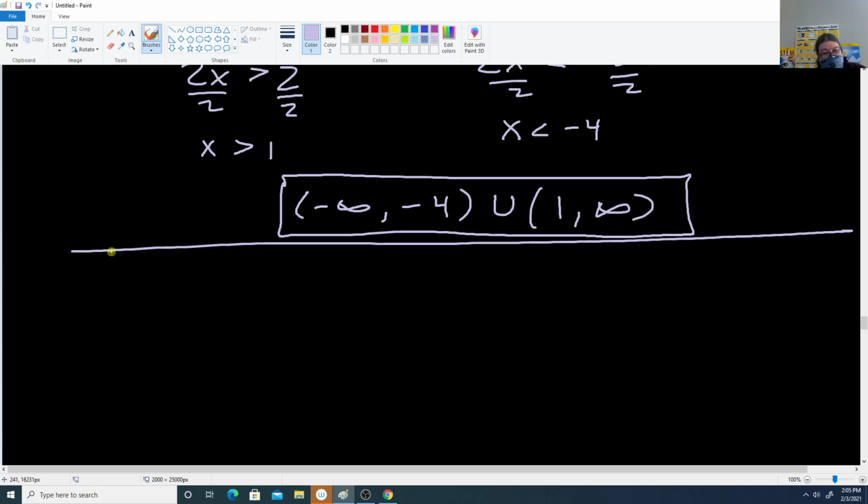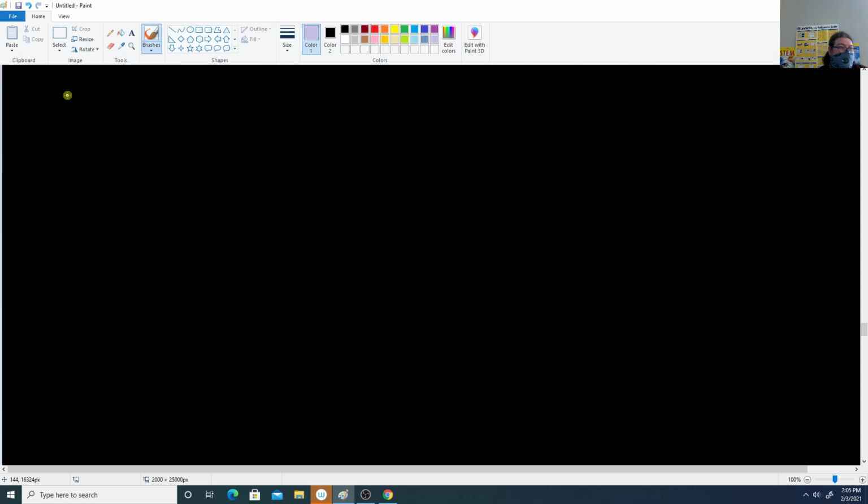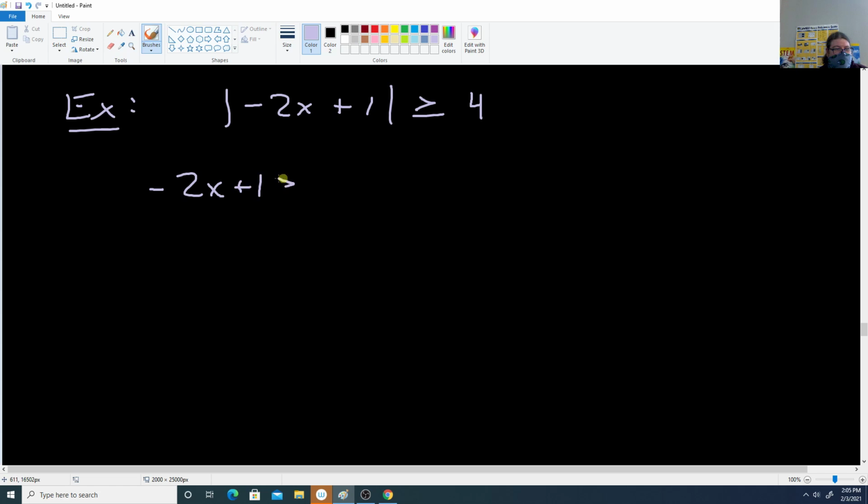If we do one with or equals, it works kind of the same way as the previous types. You just put or equals into the expression. So where is that greater than or equal to 4? So we get negative 2x plus 1 is greater than or equal to 4, or negative 2x plus 1 is less than or equal to negative 4.